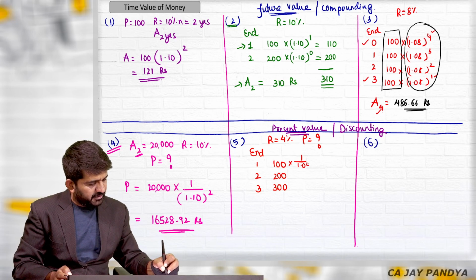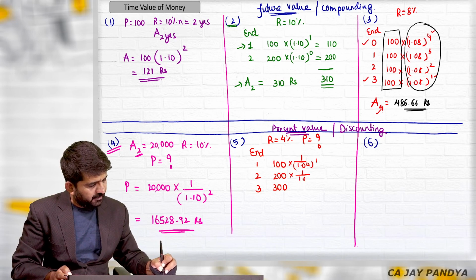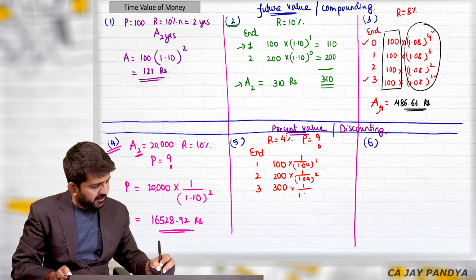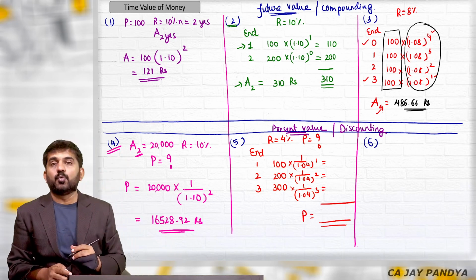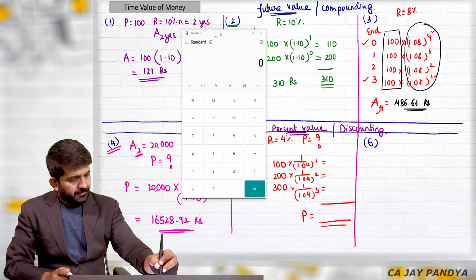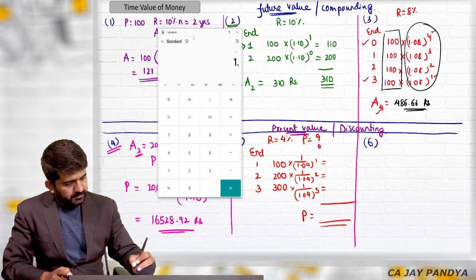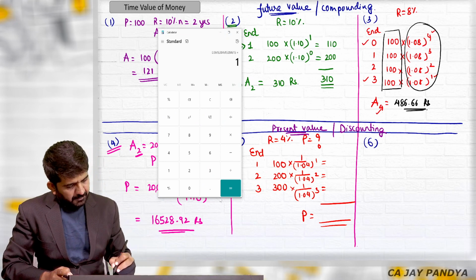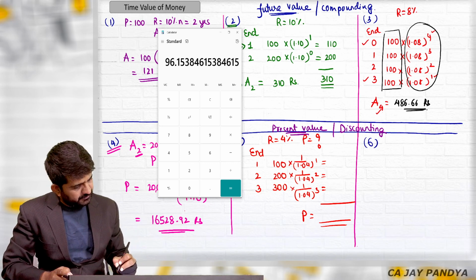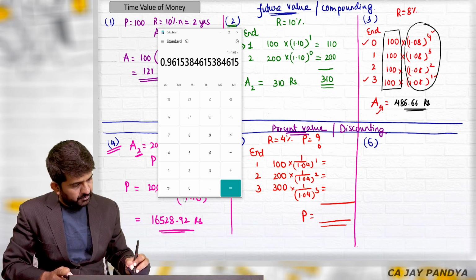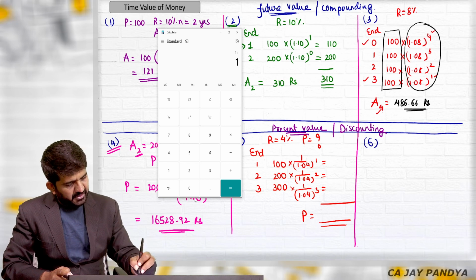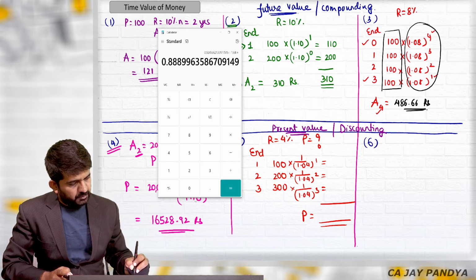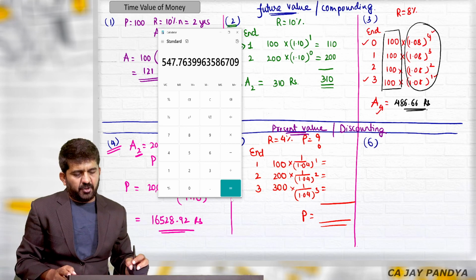1 divided by 1.04 raised to 1, 1 divided by 1.04 raised to 2, 1 divided by 1.04 raised to 3. The summation of all these three answers will be the present value. How to do it? 1 divided by 1.04 multiplied by 100, M plus. Then 1 divided by 1.04 multiplied by 200, M plus. Then 1 divided by 1.04 multiplied by 300, M plus. MRC is 547.76.